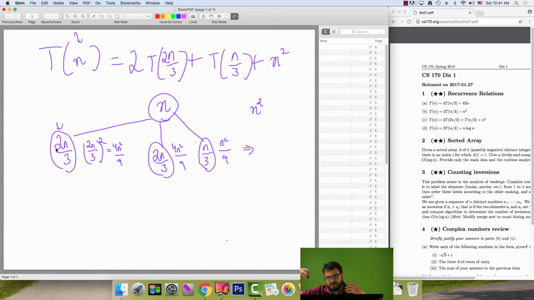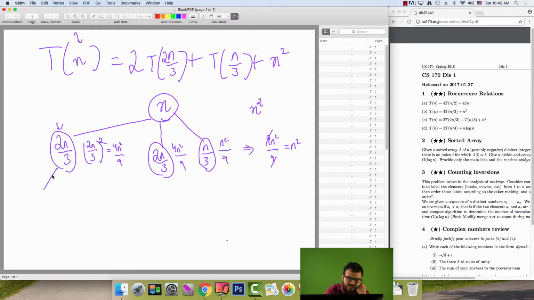So we usually try to think of trees in levels. And at this level, how much total work is happening? Well, 4n squared plus 4n squared plus n squared, 9n squared over 9, n squared. Aha, so we started off with n squared work. Next level, n squared work. And on this level, we do n squared work. Now, let's split this up one more time and see what happens.